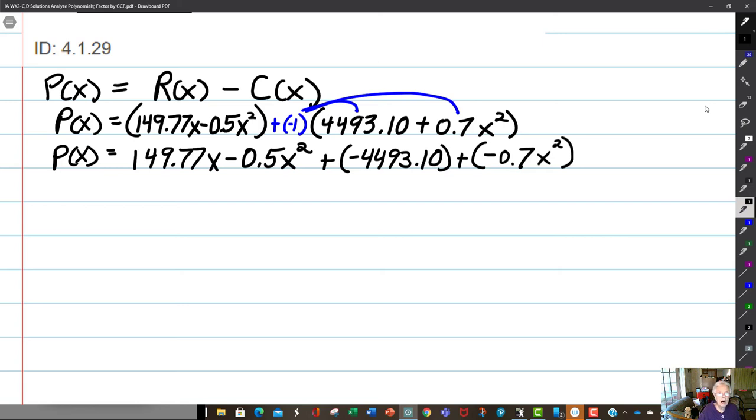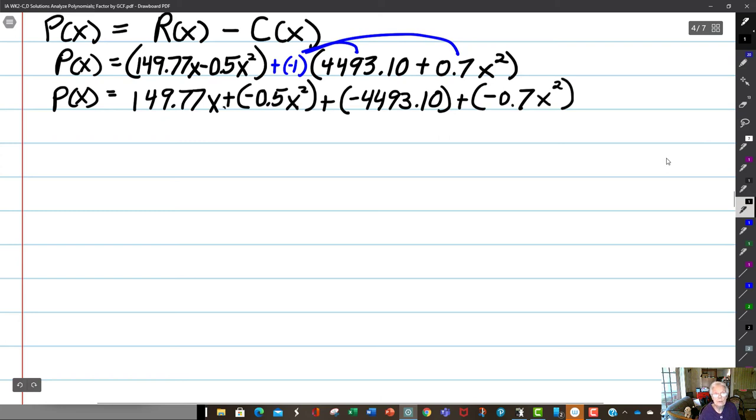Okay, now I am going to rewrite this part as well. There's a reason I'm doing it, and I'll tell you in just a minute. So this minus 0.5x squared, I'm going to rewrite as plus negative 0.5x squared. Now I have a term plus a term plus a term plus a term. Why would I want to do that? And the answer is that when you're adding terms, you can move things around. You can move terms around.